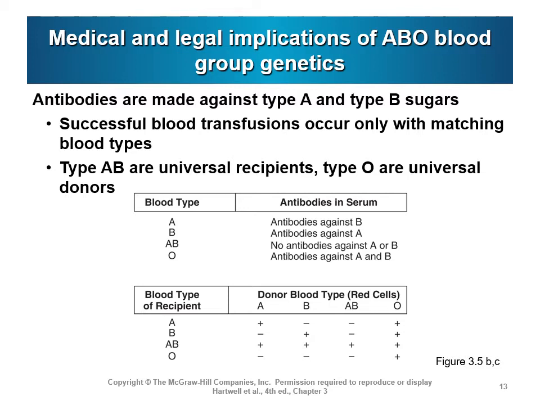Following the same logic, a person with blood type AB has no serum antibody for A or B antigen. Therefore, they can receive blood from either A, B, AB, or O blood groups, and are otherwise known as universal recipients. Conversely, blood type O is known as the universal donor.